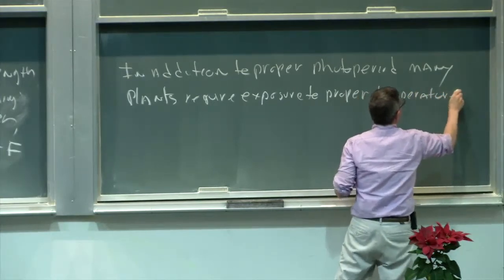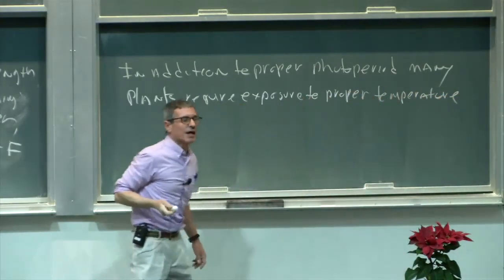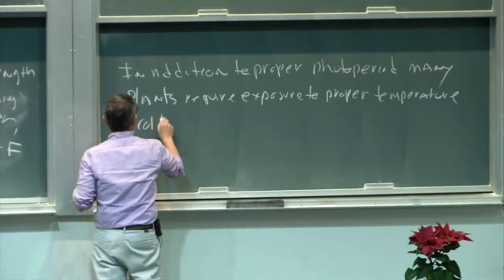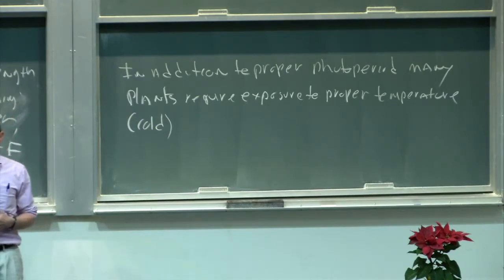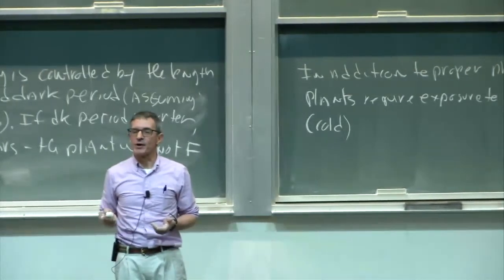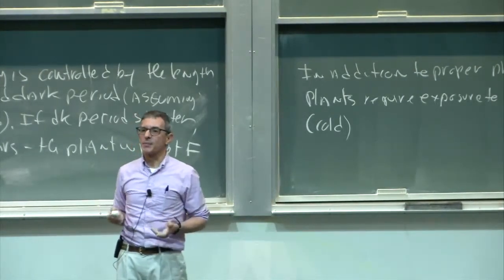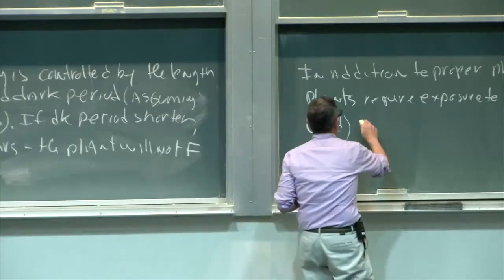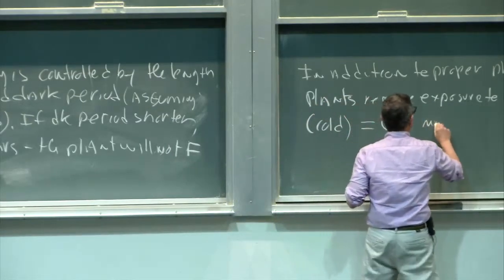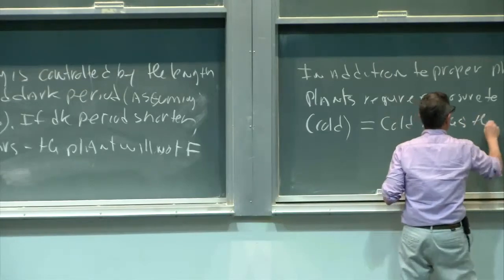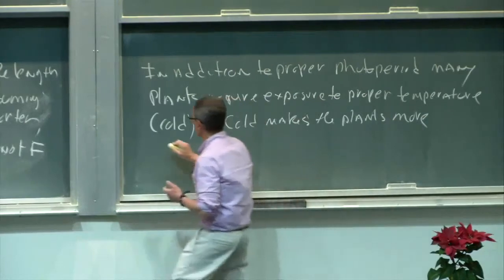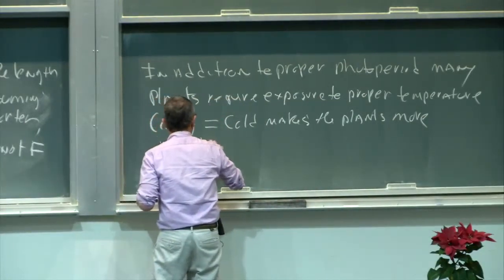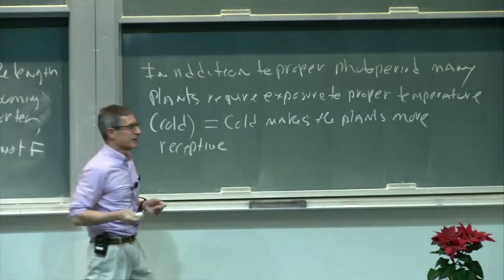And the temperature that I want to draw our attention to today is cold. So for flowering in many plants, at least for the flowering to be very efficient, not only do the plants have to have a proper photoperiod, but they have to have an exposure to some periods of cold. And what we think happens is that the cold makes the plants more receptive to events triggered by the photoperiod.